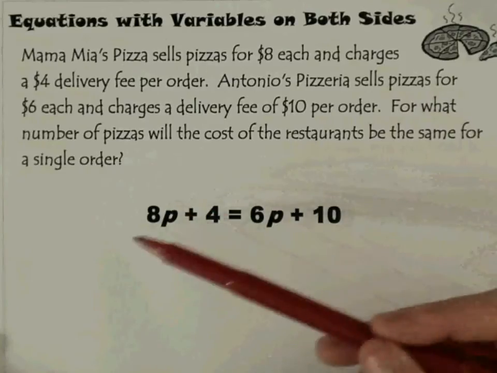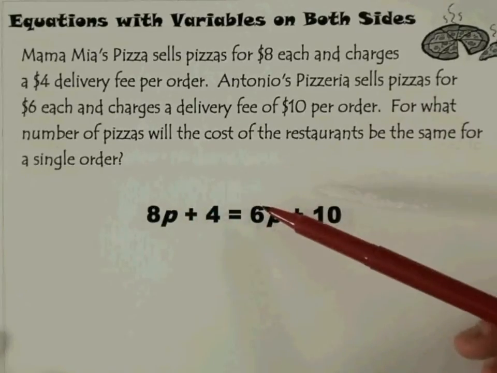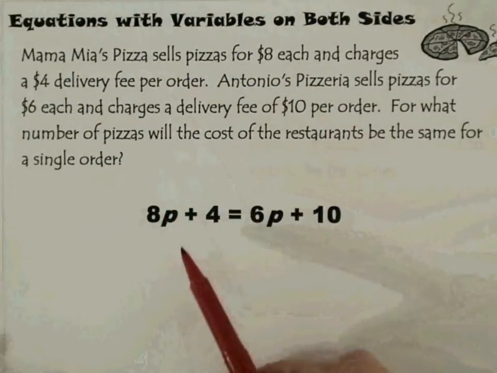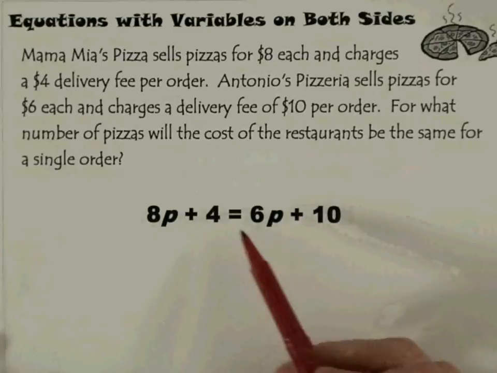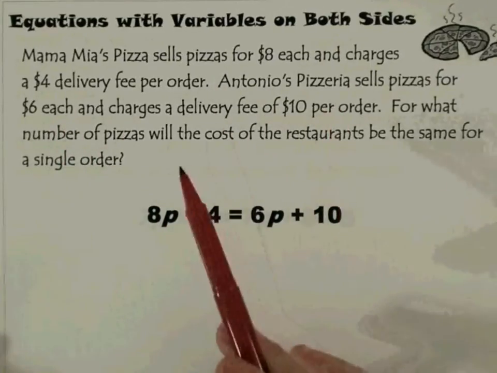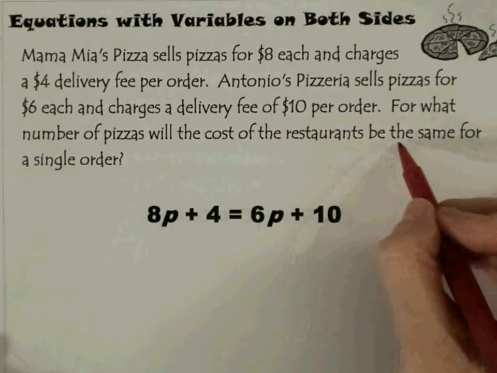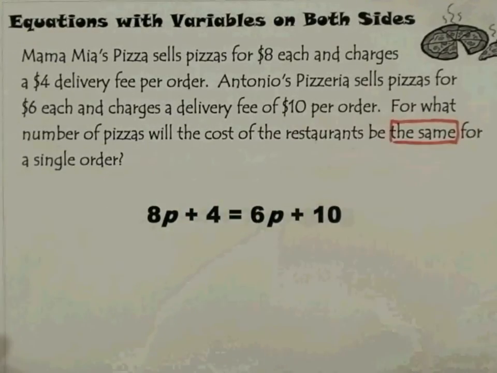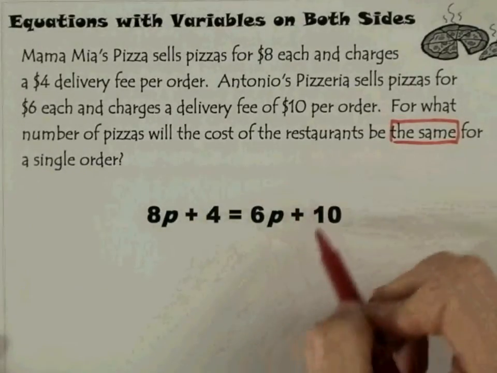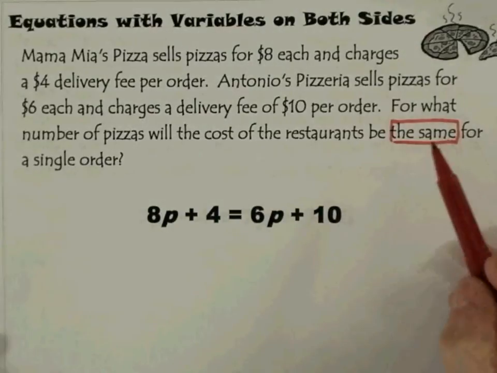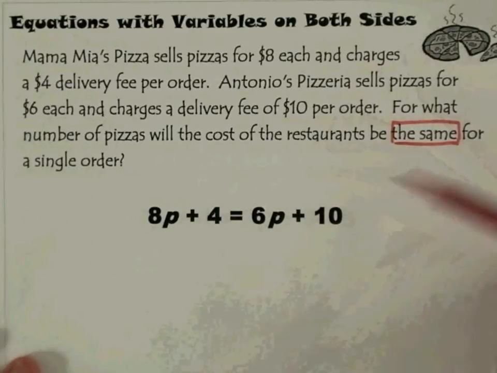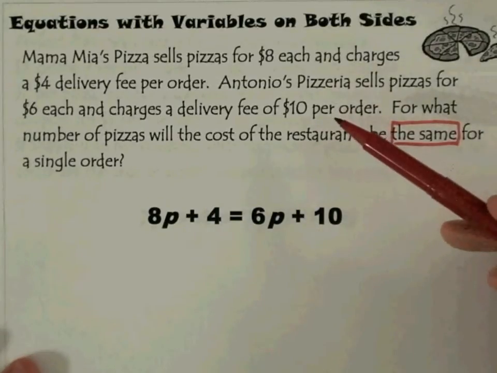So this equation wasn't here to begin with. I wrote this equation. And the way I wrote it was, I have $8 each and a $4 delivery fee. So 8p for the number of pizzas plus 4 equals $6 for each pizza plus a delivery of $10 per order. The reason why I set them equal is because I want to know when they are the same. So if this is the cost for a pizza at Mamma Mia's and this is the cost for Antonio's Pizza, when they're equal, that's when they're going to be the same. Okay? So that's the reason why I set them equal, and that's why this equation matches this situation.